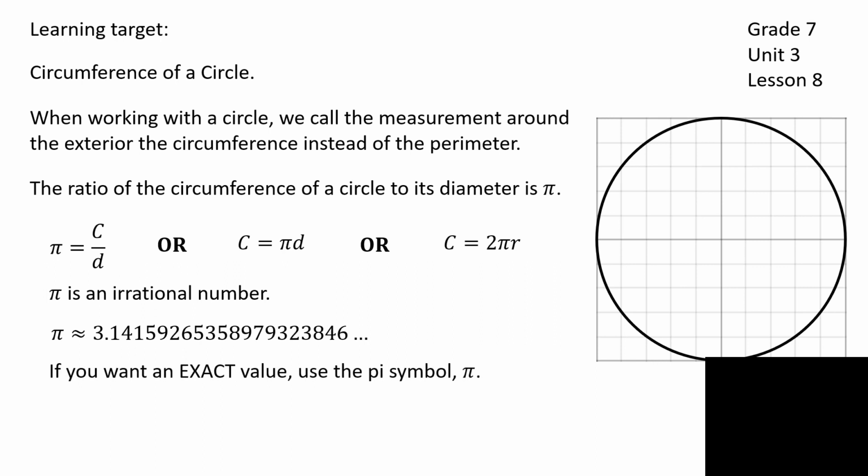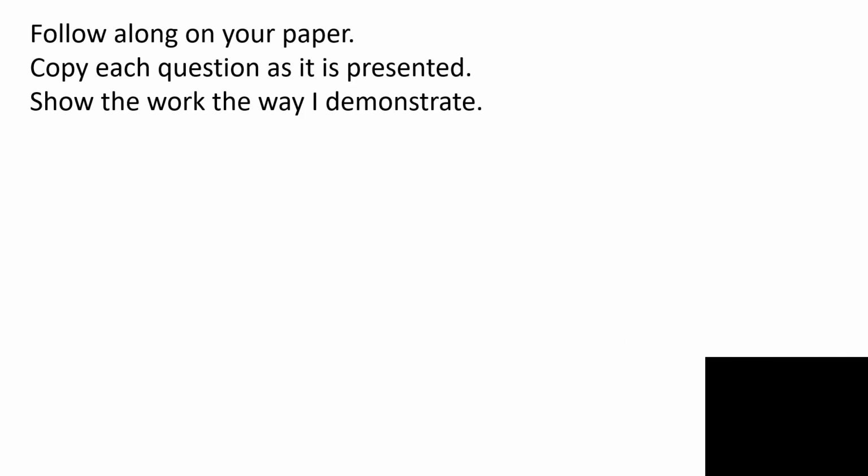So if I want the exact value of the circumference of a circle, I'm going to use the pi symbol. If I want an approximate value, I will multiply by 3.14. We'll say, hey, you know what? Pi is pretty close to 3.14. So let's look at some examples. All right. First examples we do are going to be exact values. The next set of examples we do will be approximate values.